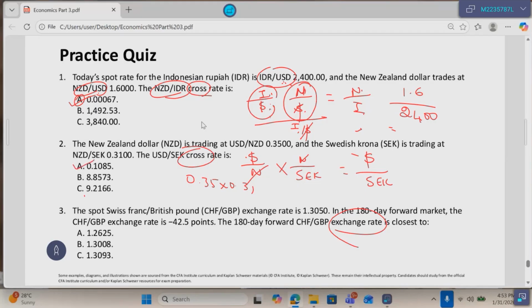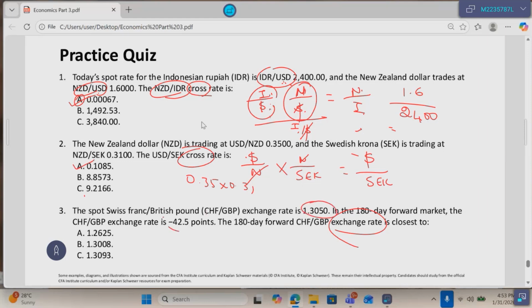Correct? The answer is again A. Right or no? Any question on this? Make sense? Who wants to go online as well? Right? Now, let us do the spot rate. This is the points system. The spot rate is 1.3050.